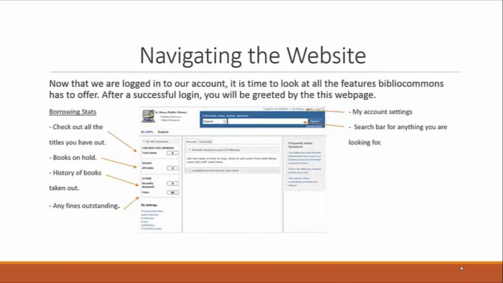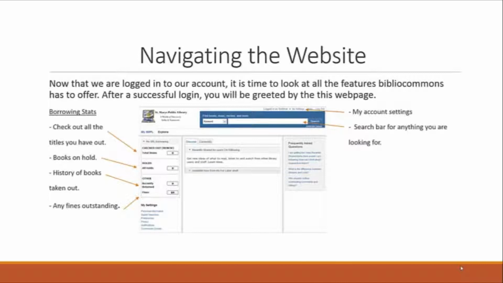In the other section, we have recently returned, and that's basically a history of all the books you've taken out in the past. So if you ever want to take it out again, you can reference, oh, that was a good book. I don't know, should I look for that one or that one? It has a history of everything in there. And the last thing is any fines outstanding. So if you know you were late on a book, you can check out here how much exactly you have to owe them before going to the library.